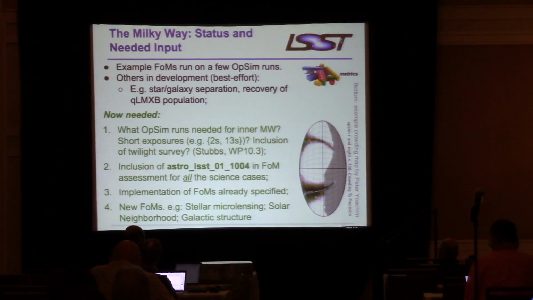One question I would ask of my colleagues in the other white paper chapters is if you could please include the astro LSST 01-1004 OpSim run. That's the one that extends wide, fast, deep to the plane. If you can include that in your figure of merit calculations, that would help us know how much we're stealing from you if we do the plane observations. My prejudice is that for most of the science it would just be incremental, but for plane science it would be transformative. So please bear that in mind.